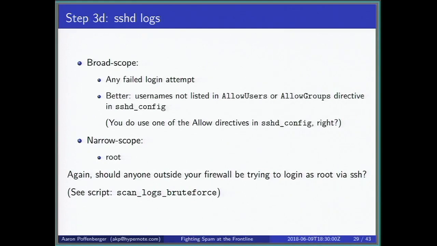Okay, SSHD. Should anybody on Earth be trying to connect to your SSHD instance as root? Period. End of story. Let me give you a hint: if the answer is yes, okay. But the broad scope would be any failed login attempt. Better would be any user that's not in your AllowUsers or AllowGroups directive in sshd_config. That's probably a much more targeted view. But if you really want to go narrow, I found just grabbing IPs for people trying to connect as root on my server eliminates a massive number of IP addresses every single day.